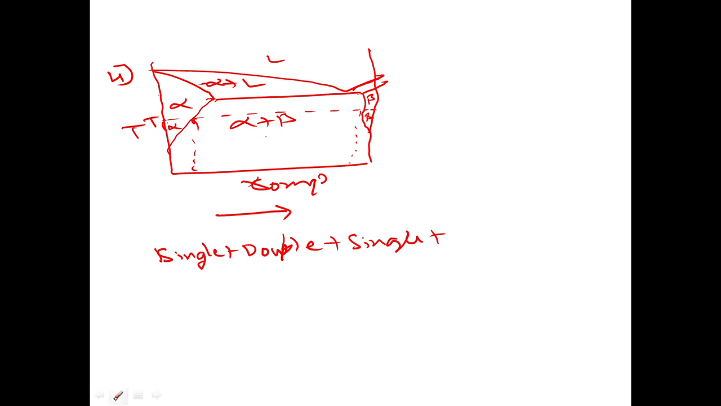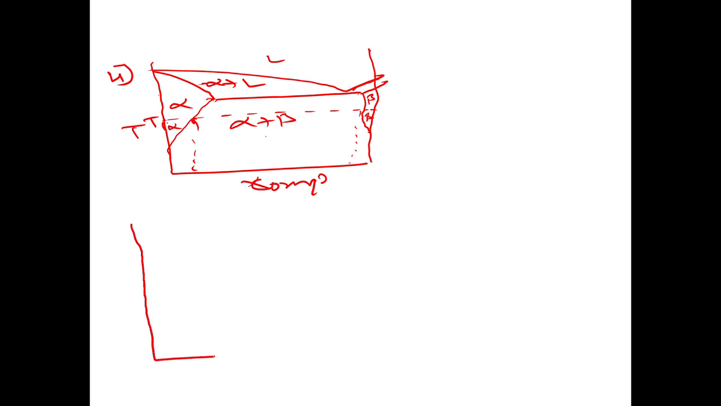So here, at this temperature, can we draw the G versus X graph? It's very easy. First we will draw G versus X. This is X1 and this is X2, and this is liquid. Here there are three phases: alpha, beta, and liquid.